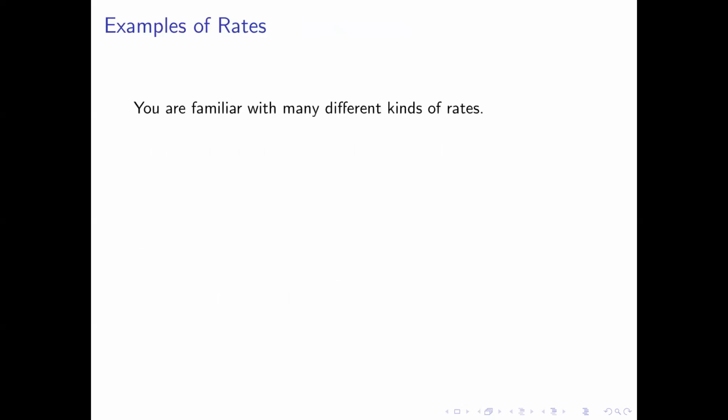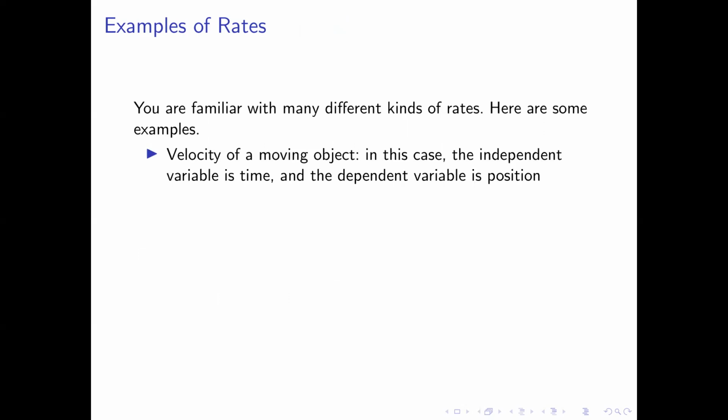Let's look at some examples. You're familiar with a number of these. One example is what we call the velocity of a moving object. So when we measure an object's velocity, we're interested in how its position is changing over time. So in that case, the independent and dependent variables that we use to measure the velocity are time, that's the independent variable, and position.